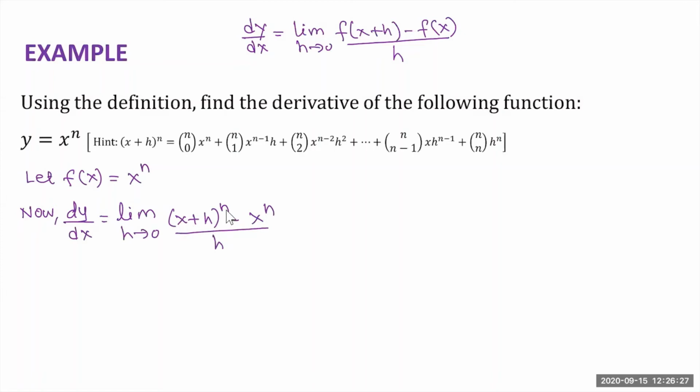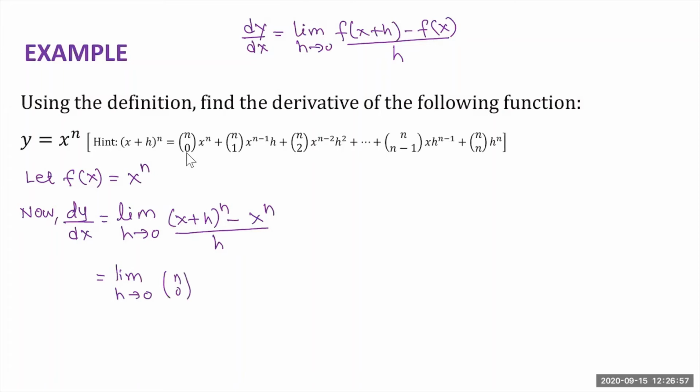Now, after we use the definition, you can see here we have x plus h to the n. But what is x plus h to the n? They have given this result for you. So in place of x plus h to the n, we are going to use this result. So let's write that. Limit as h approaches 0. Okay, x plus h raised to n is combination of n objects taken 0 at a time. That is the meaning of that.